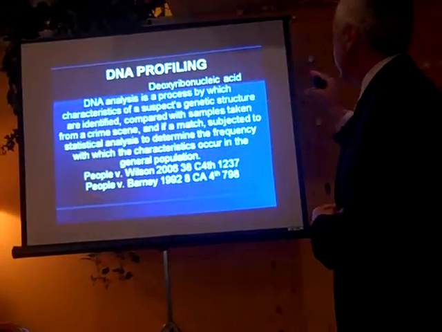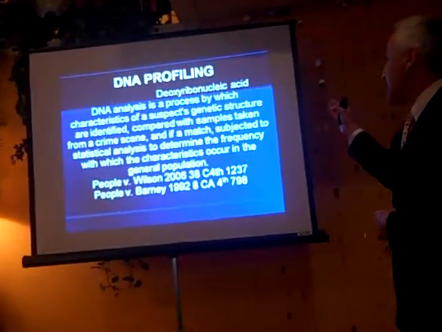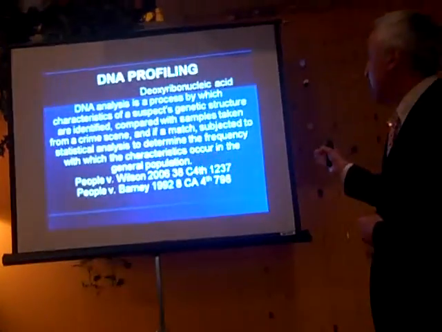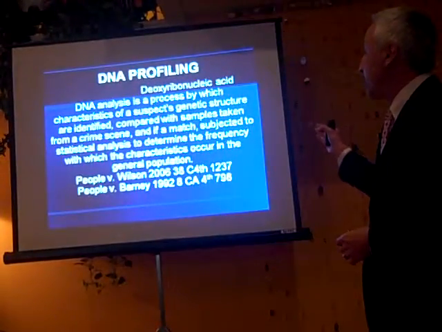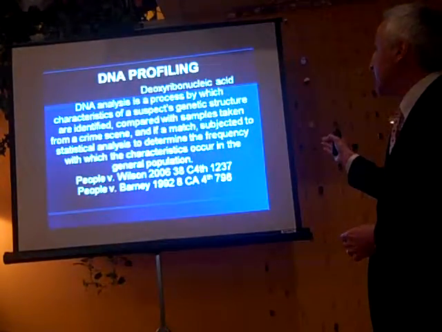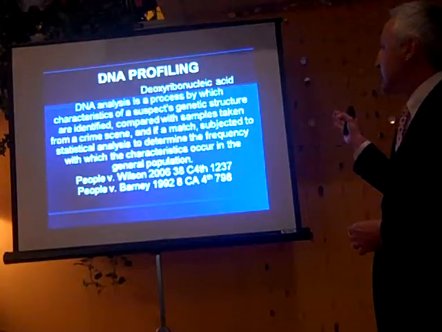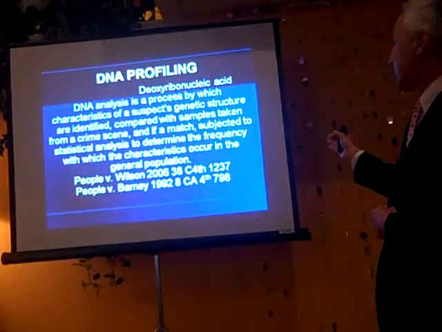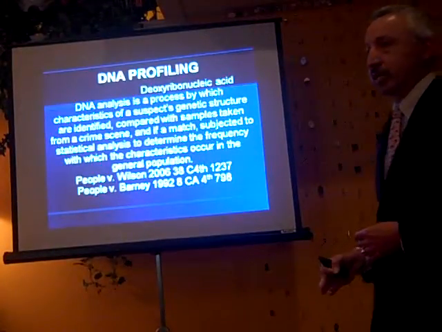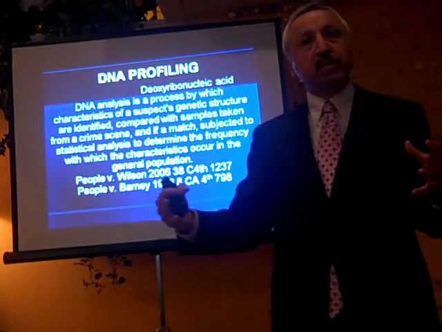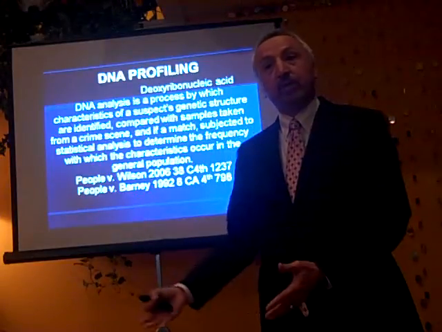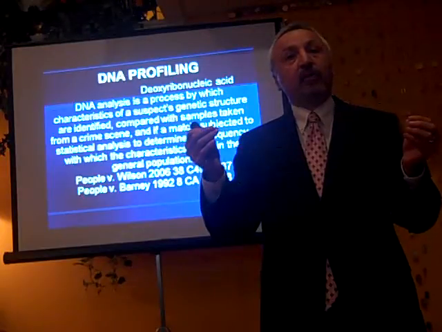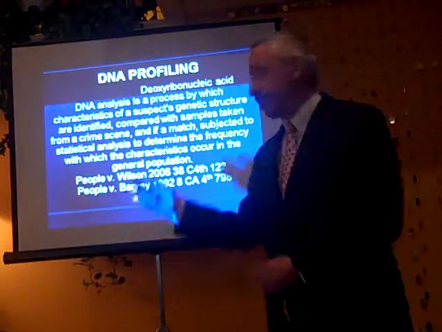Deoxyribonucleic acid. DNA analysis is the process by which characteristics of a suspect's genetic structure are identified, compared with samples taken from a crime scene, and if a match, subjected to statistical analysis to determine the frequency with which the characteristics occur in the general population. What that means is that a piece of DNA found at a crime scene will be analyzed, it'll be typed, and then the authorities will look for a match.